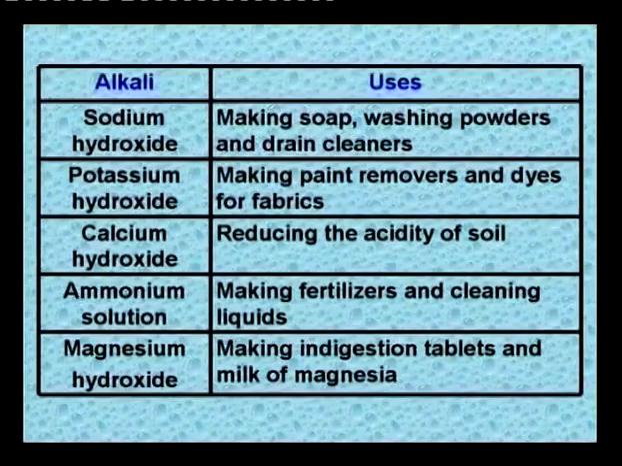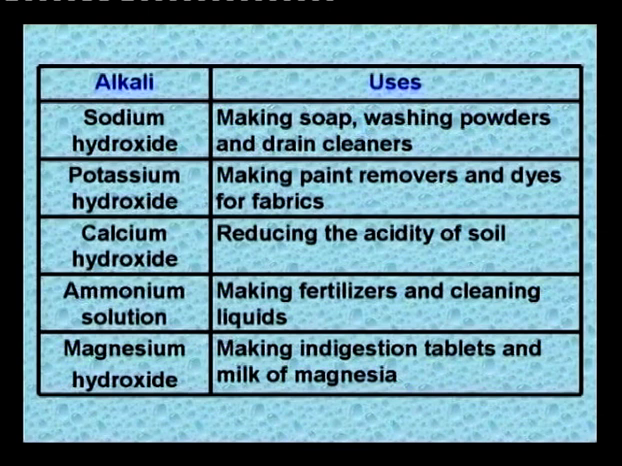Right, class, this has brought us to the end of our lesson for today. But before we wind up, let us go through some examples of alkalis, some common alkalis and their uses. Sodium hydroxide is a strong base, and this strong base is used to make soap, washing powders, and is used for cleaning drains or drain cleaners.